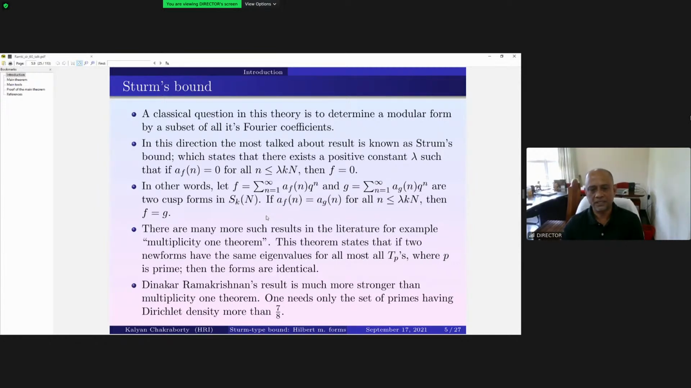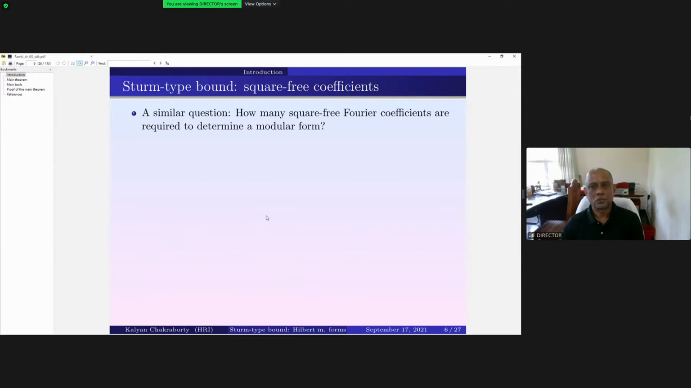There are many more results, just some of these which are interesting in the literature. A similar question one can ask: we are adding over all the Fourier coefficients n. Now you confine yourself to square-free Fourier coefficients. A variant of this question will be how many square-free Fourier coefficients are required to determine a modular form, determine in that sense.